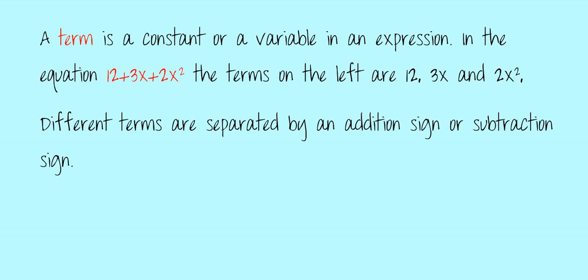Okay? So, first thing, a term. A term is a constant or a variable in an expression. In the expression 12 plus 3x plus 2x squared, the terms are 12, 3x, and 2x squared. So we have a total of 3 terms there. Remember, terms are separated by an addition or a subtraction sign. Take a minute, pause the video, and write down that definition.